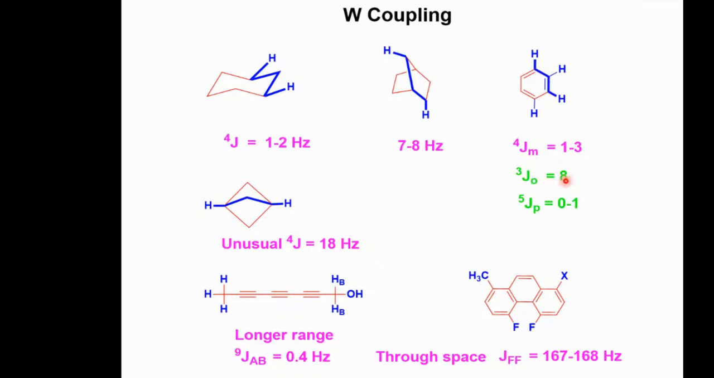Ortho coupling is, of course, quite high, vicinal, 8 hertz, but much less than many other vicinal couplings. And the para coupling is less than 1 or less. You also see some very unusual long-range couplings, a 4J coupling between these two protons of this rigid propellane is about 18 hertz, very high, which is sometimes observed in the case of trans olefins and also in geminal coupling. And a long-range 9J coupling is observed in this case as well, with a measurable J value of about 0.4 hertz. And here it is different. It's a fluorine-fluorine coupling. And also, there's a suggestion that it could be due to through space interaction.